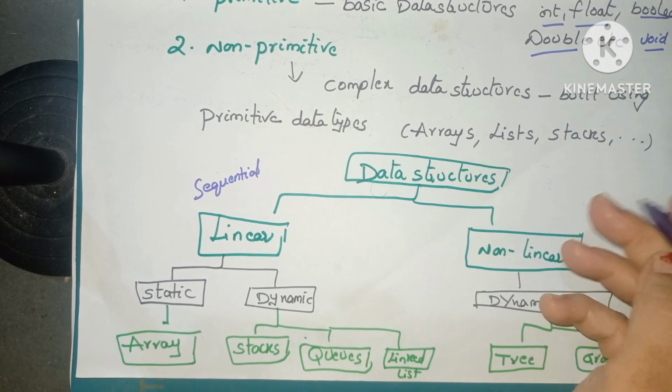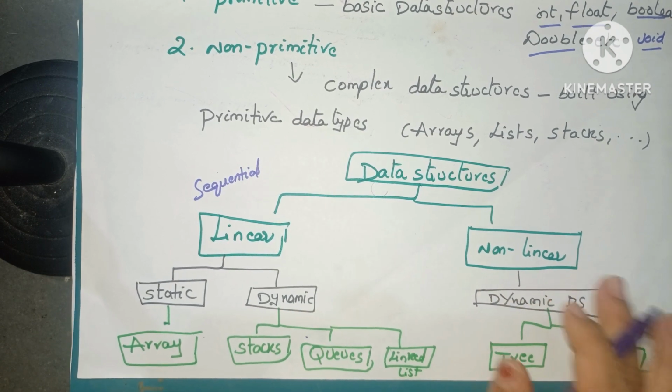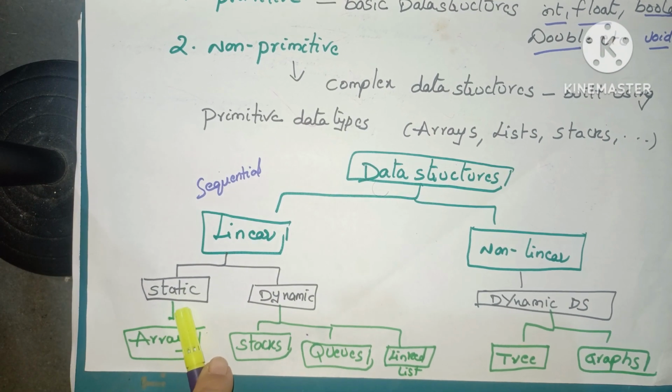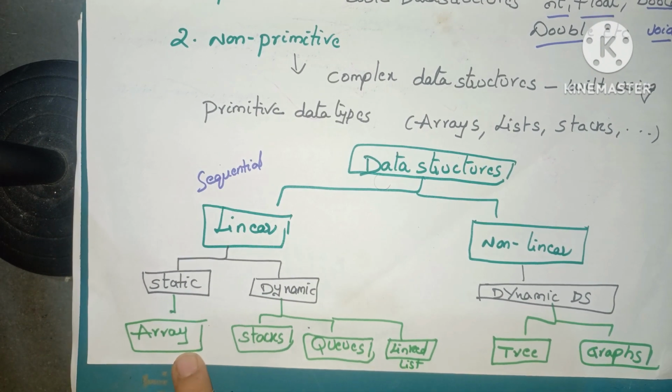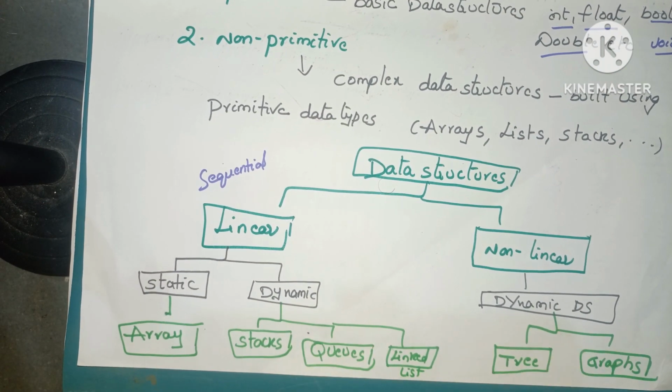Non-linear data structure means the data is not stored in a sequential order. That means they do not maintain any order, wherever it is possible to store. It is not in order form. So, linear data structure is again divided into two types. One is the static data structure, the second one is dynamic. That means static linear data structure and dynamic linear data structure. Static linear data structure examples are arrays. Arrays are the example of static linear data structure.